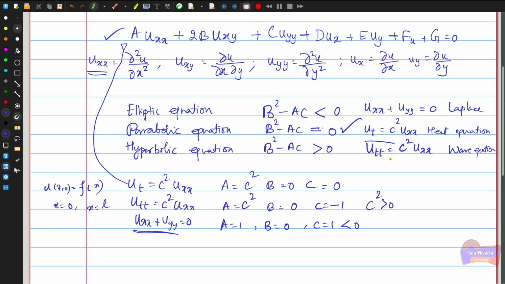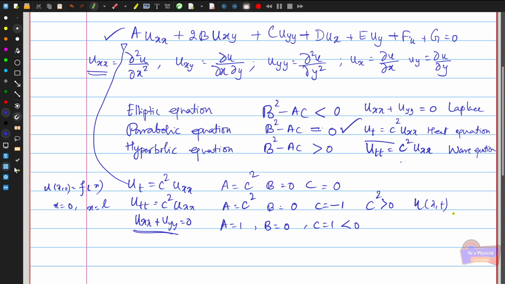Similarly, consider the one-dimensional wave equation, which represents the vibration of an elastic string of length L. Here u of x comma t represents the displacement of the string in the vertical plane. To find the solution of this equation, we require two initial conditions to be prescribed.